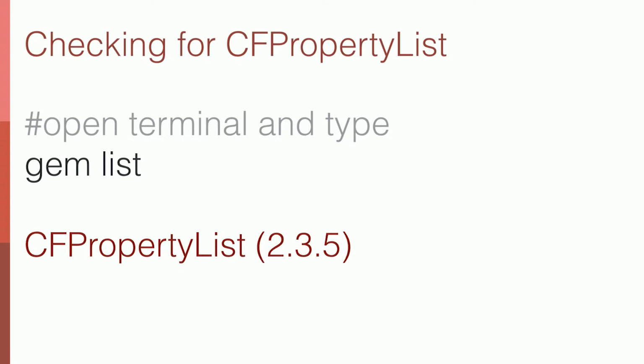But you probably already have it installed. You can open Terminal and type gem list. You'll get back a list of Ruby gems installed on the machine. If you've never installed any, you'll probably just see a couple, what's included. You should have CF property list. It might be an older version, 228, something like that. Totally fine.